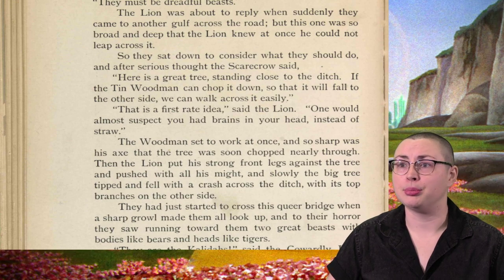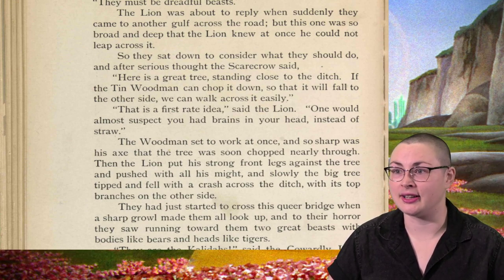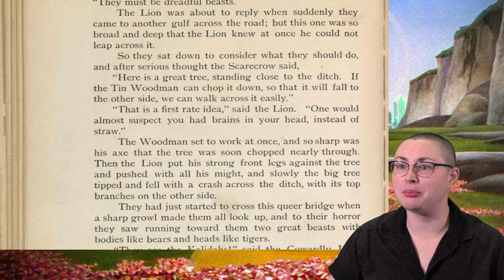The Lion was about to reply when suddenly they came to another gulf across the road, but this one was so broad and deep that the Lion knew at once he could not leap across it. So they sat down to consider what they should do, and after serious thought, the Scarecrow said, "Here is a great tree standing close to the ditch. If the Tin Woodman can chop it down so that it will fall to the other side, we can walk across it easily." "That is a first-rate idea," said the Lion. "One would almost suspect you had brains in your head instead of straw."